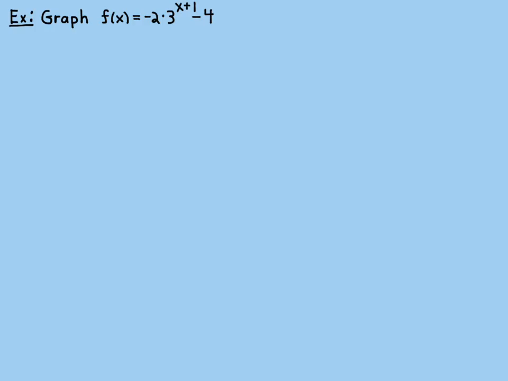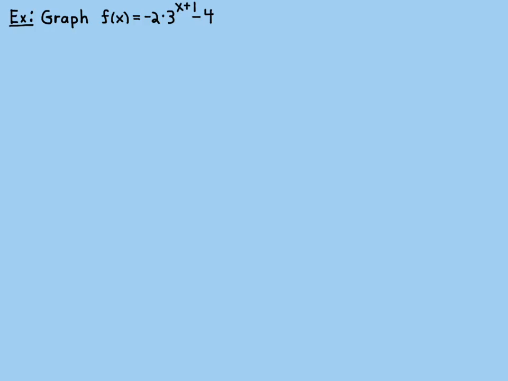I've multiplied it by -2, so -2 is the coefficient of the exponential function. And then I've taken the x and I've added 1 to it. That's going to be a left-right shift. And then I've subtracted 4 from the whole thing, which is going to be an up-down shift, right? It's negative, so it'll be down. And so I'll show you how to graph this.